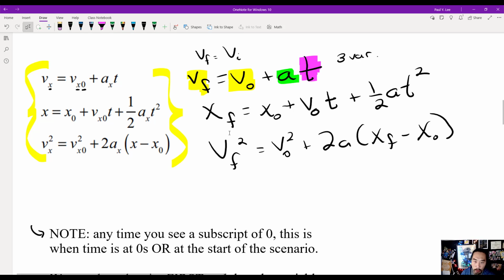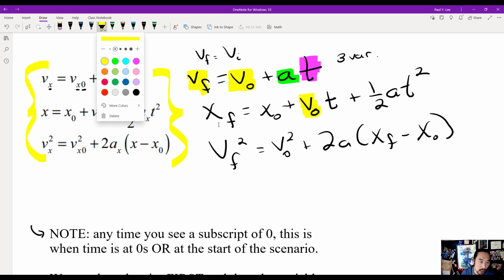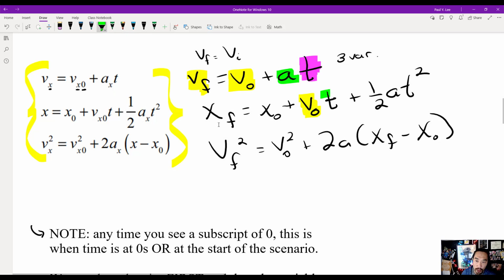If you take a look below, same notes, same ideas: final position is equal to initial position plus v initial times time. The reason why I'm pointing this out is this is one of those parts of physics that many students get confused at first. They want to multiply v times 0 times t, but I'm here to tell you that that 0 is a subscript, and that t is the only other variable.